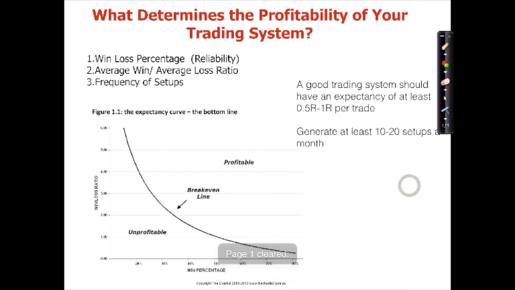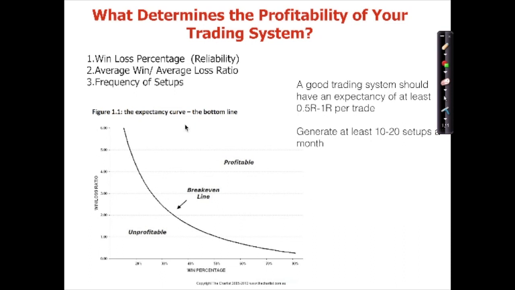So to summarize, what determines the profitability of your trading system? Well, the first thing is your win-loss ratio, right? But that's not good enough. It's your average win to average loss ratio and the frequency of your trade setups. Now this chart, we've got to credit it to the chartist by Nick Rage, a fantastic trader.